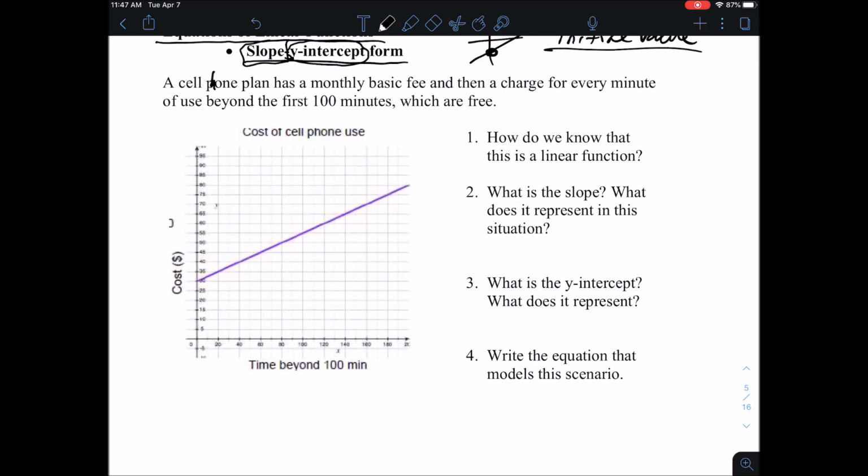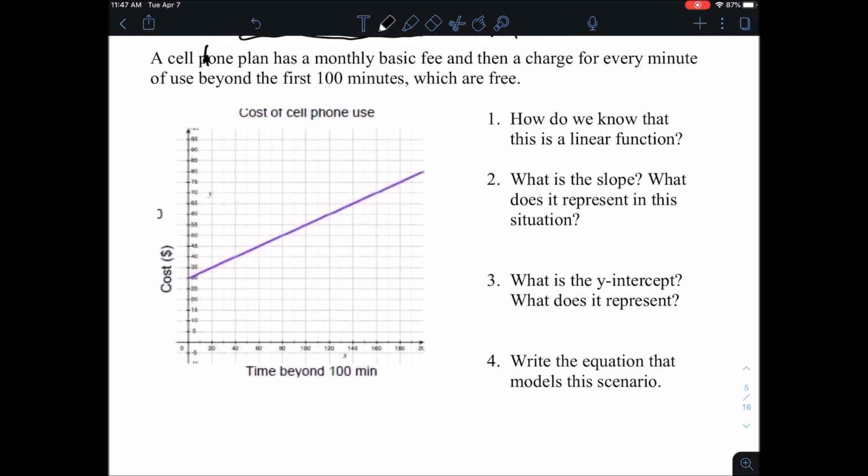This says a cell phone plan has a monthly basic fee and then a charge for every minute of use beyond the first 100 minutes, which are free. So you get to use 100 minutes and then after that there is a fee. Here we have a graph showing that. You can see it starts here at $30 and then the time beyond 100 minutes. After we use the phone for 20 minutes, we have to pay 35, 40 minutes, 40, 60 minutes, 45, and so on.